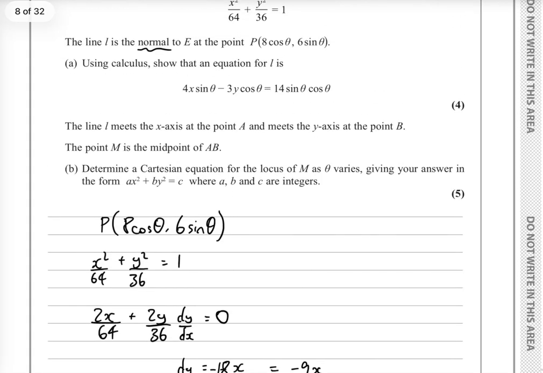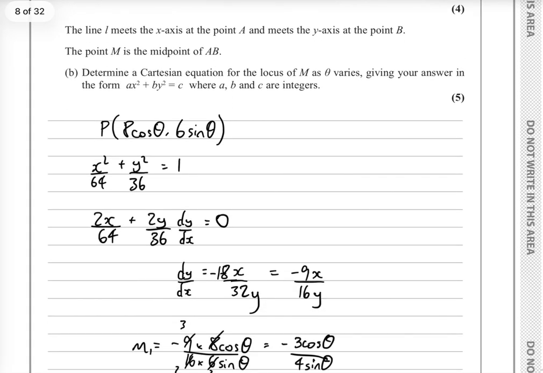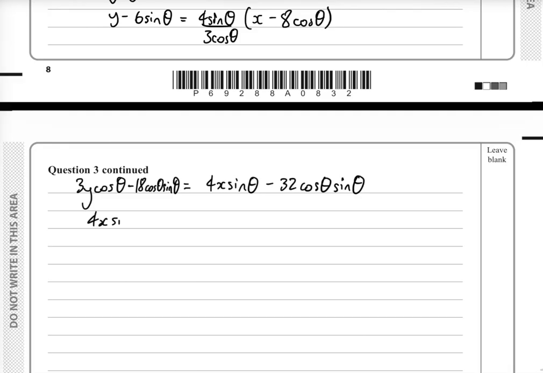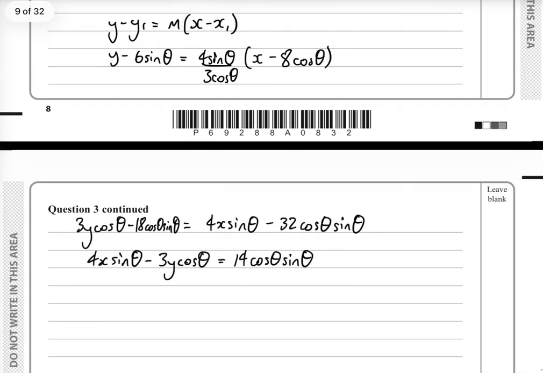Now we want to make it look like this, combining the sine theta cos theta on one side. What I should have said first is I'm multiplying across the 3 cos theta. The x was positive there, so we've got 4x sine theta minus 32 cos theta sine theta, and 3y cos theta minus 18 cos theta sine theta. We want the 4x to be positive, even though I'm going to write it on the left. That makes the 3y negative, and 32 minus 18 is 14 cos theta sine theta, as required.